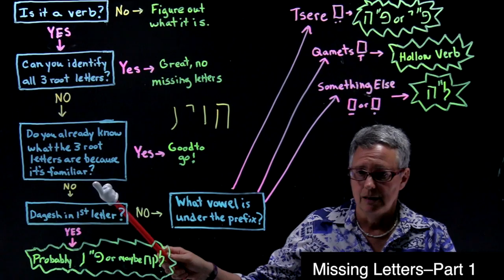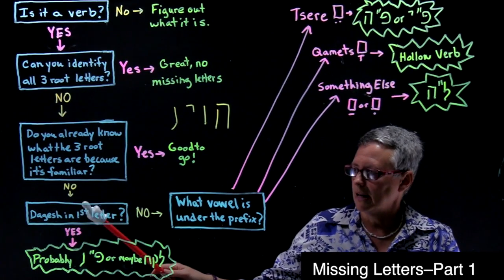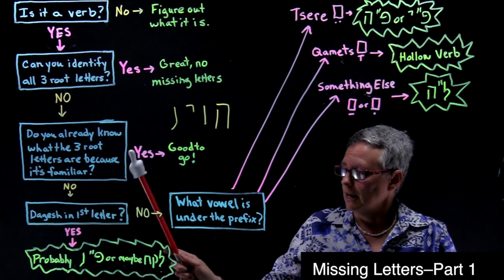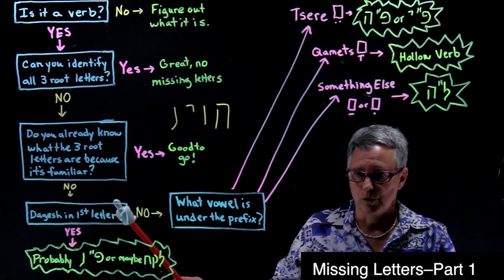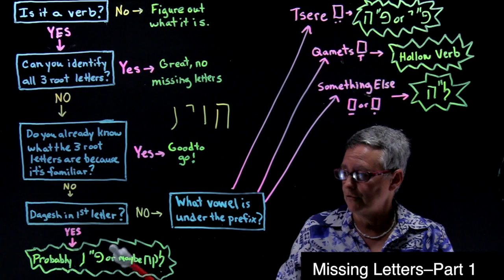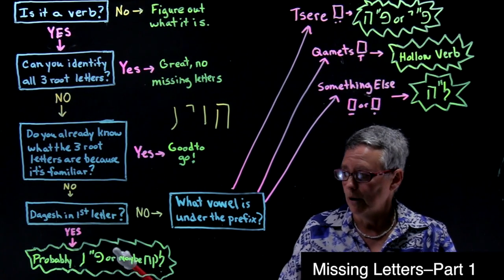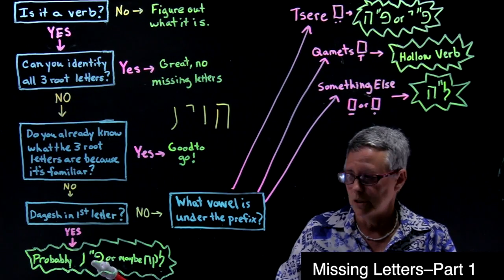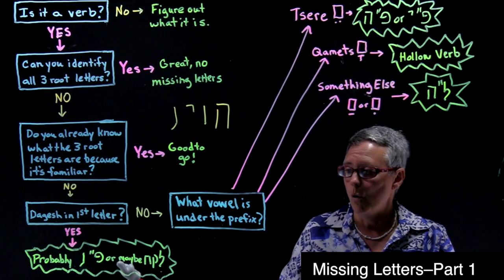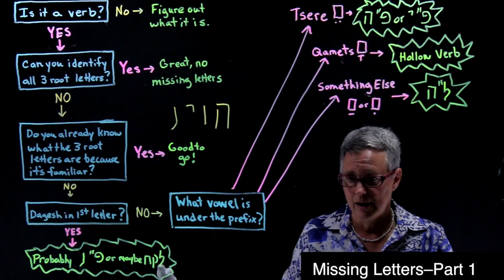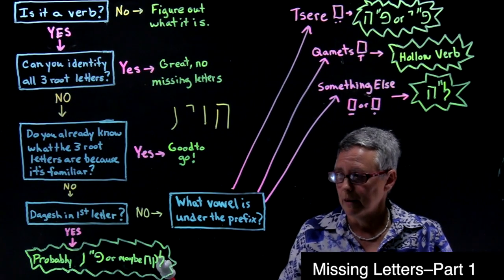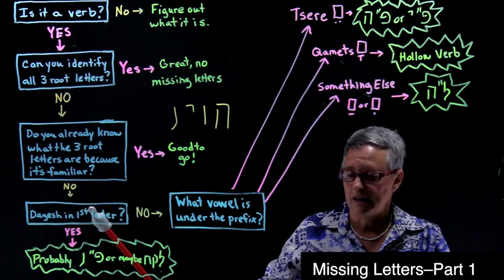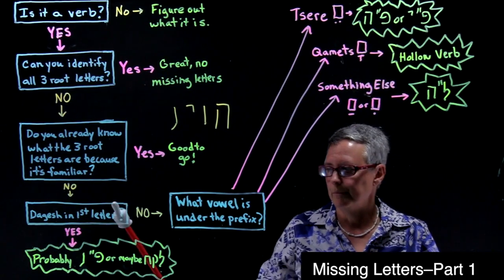If you don't recognize it, then look to see if there's a dagesh in the first visible root letter. If there is a dagesh in the first visible root letter, then you probably have a p132 verb. Now remember, p132 means that nun is the first letter of the root. So you have a missing initial nun, or perhaps the root is lakach and the lamed is missing. That's the exception to the general rule of p132 for a dagesh in the first visible root letter.